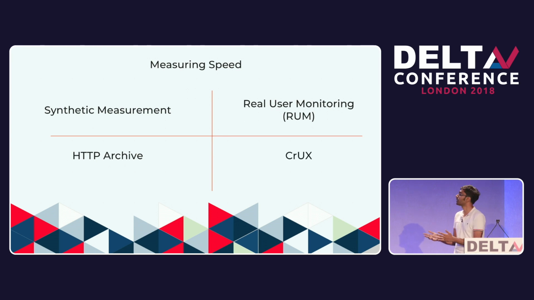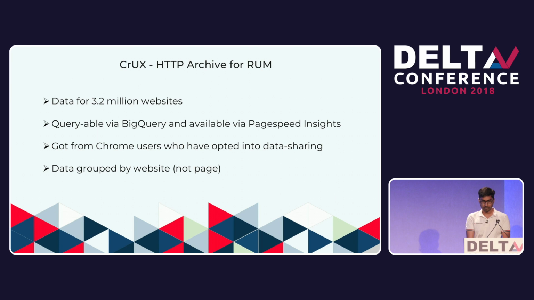And until recently, there hasn't been anything equivalent of HTTP Archive for real user monitoring, and that's what CrUX is. CrUX is Chrome User Experience Report. It's basically the real user monitoring data for more than 3.2 million websites. I think this month, the data set has close to 3.8 million websites. It is queryable, very similar to HTTP Archive, on BigQuery, and it surfaces in other tools like PageSpeed Insights and so on.